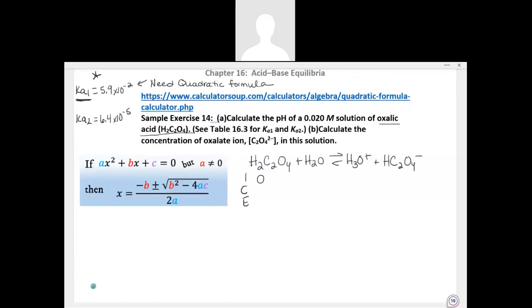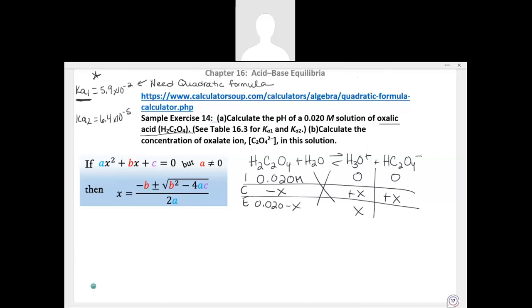Our initial concentration given above is 0.020 molar. We can cancel out our water column, and then we assume that we don't have any of our products to start. What's our change? From the balanced chemical equation that I have drawn for you here, we see that we have 1 to 1 to 1, so all of our x's will have a coefficient of 1. Then we add these together to get our equilibrium concentrations. So we have 0.020 minus x, and then x and x.